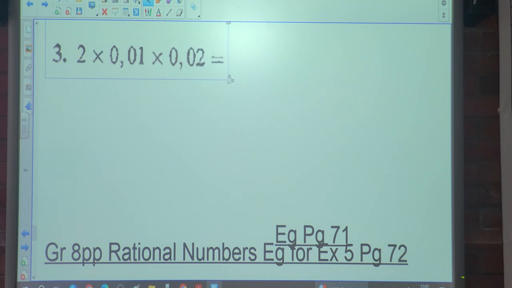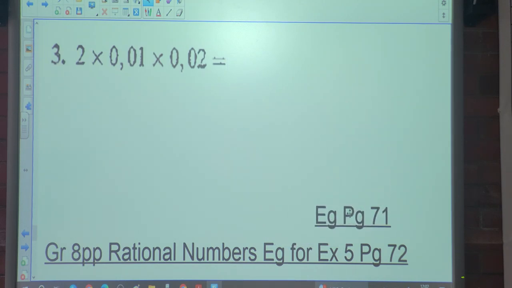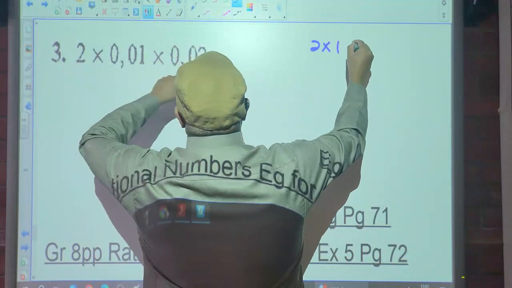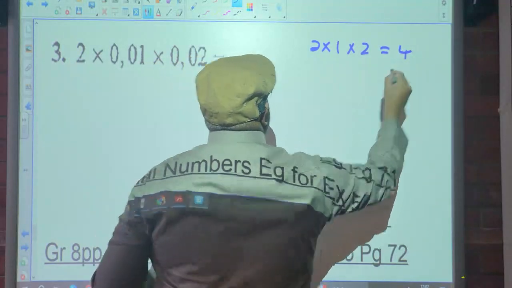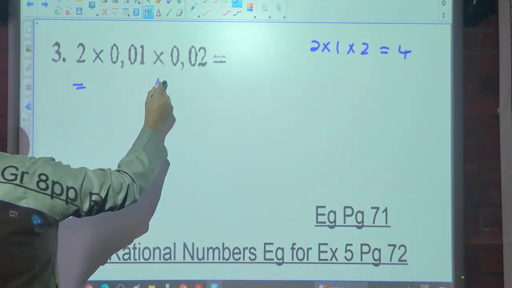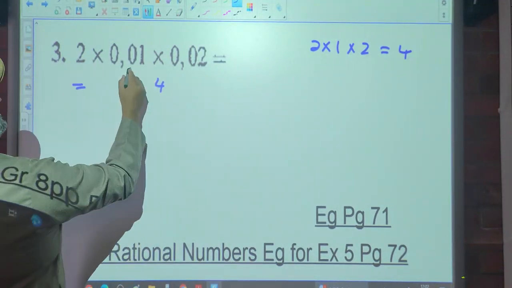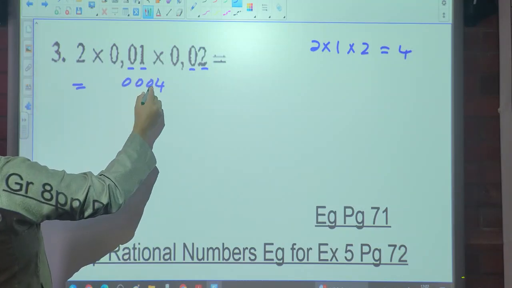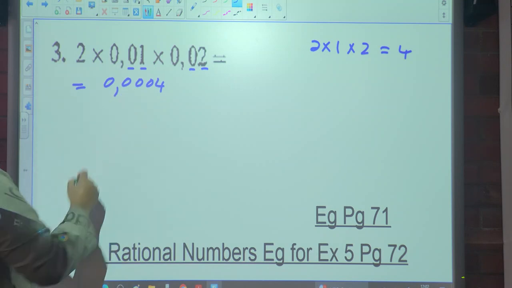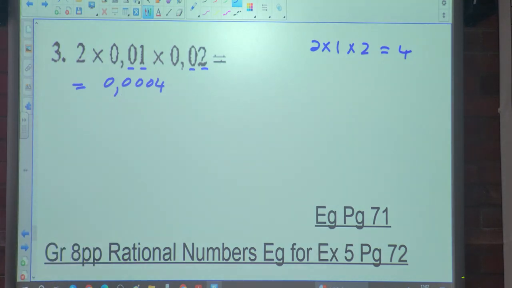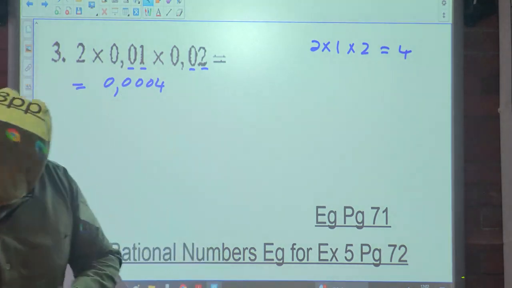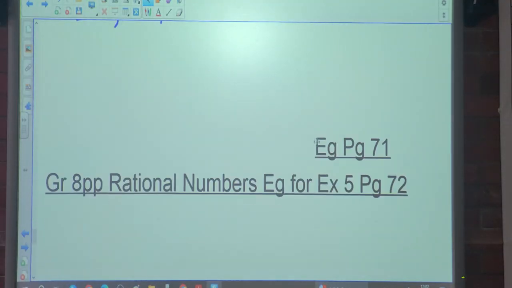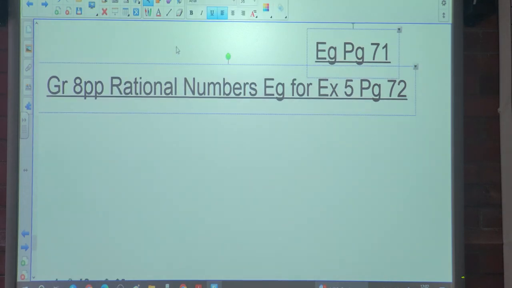Okay, the next one. Again, we take the numbers and we multiply. So it's 2 times 1 times 2, which is 4. The answer is 4. However, how many digits after the comma? 4. So it's 1, 2, 3, 4. So the answer is 0,0004. Did you get the next one?